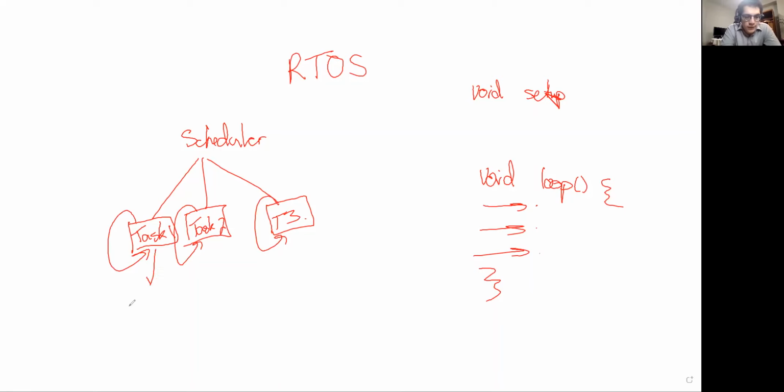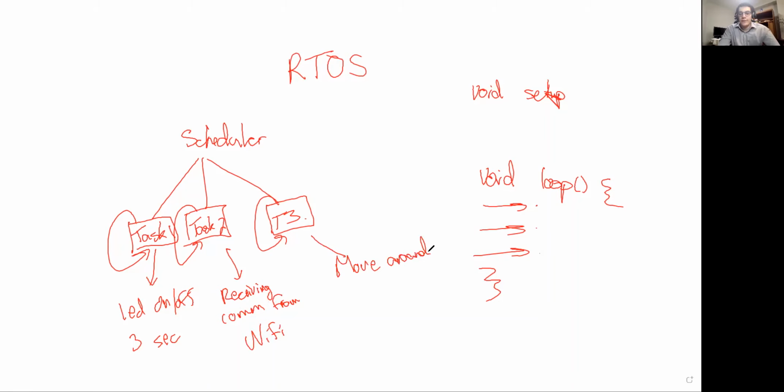So let's say one task, for example, will be turning an LED on and off every 3 seconds. And then another task will be receiving communication from, let's say, Wi-Fi. And maybe a third task will just move around and detect objects.